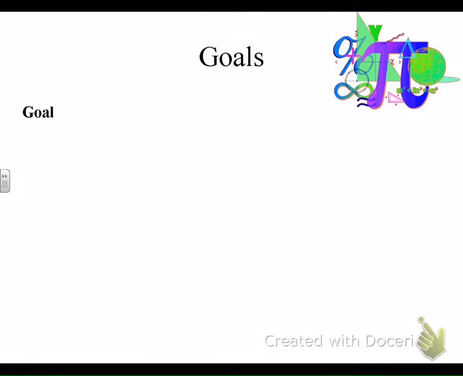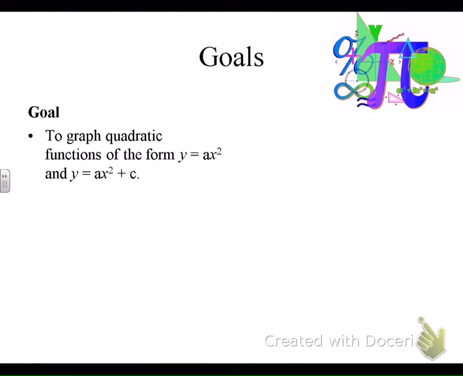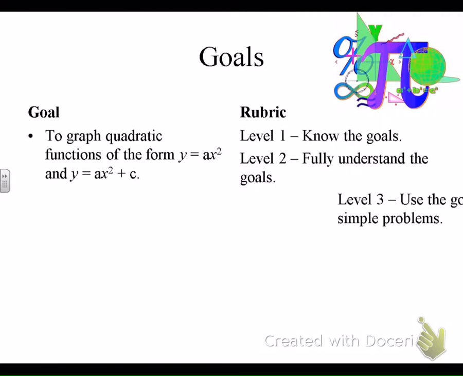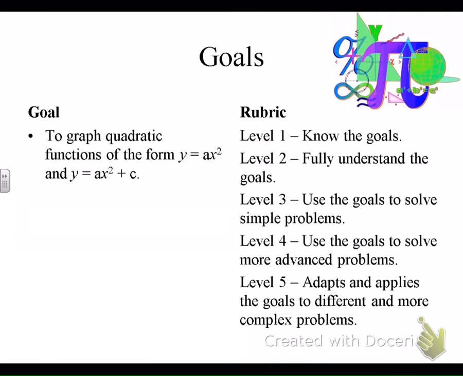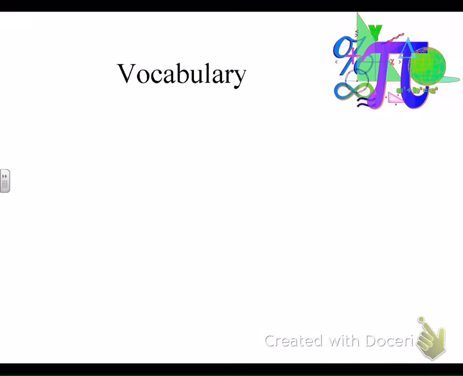Okay, so the goals for this lesson are to be able to graph quadratic functions of the form y equals ax squared and y equals ax squared plus c. There's going to be 5 different levels of accomplishing this goal. I hope that you will know the goal, fully understand the goal, use the goal to solve simple problems, use the goal to solve more advanced problems, and ultimately what I would like for you to be able to do is adapt and apply the goal to different and more complex problems.